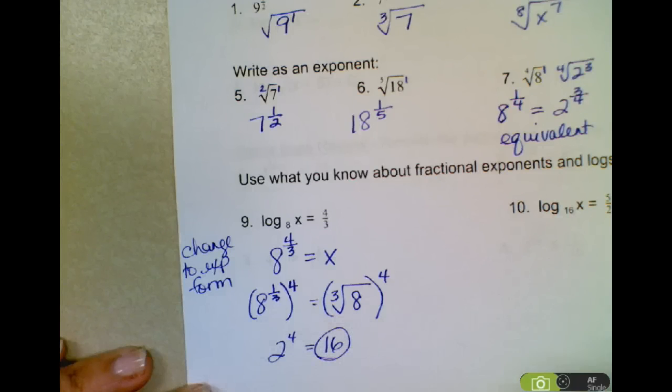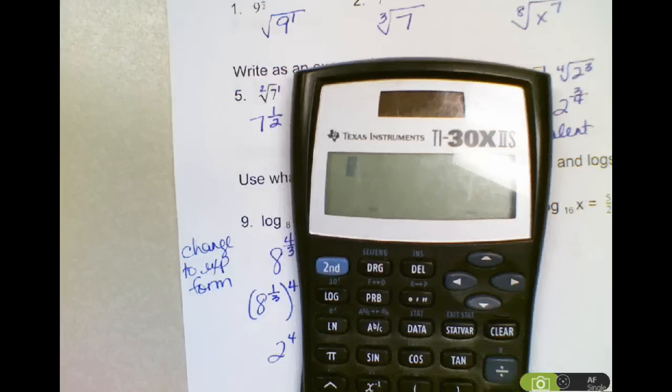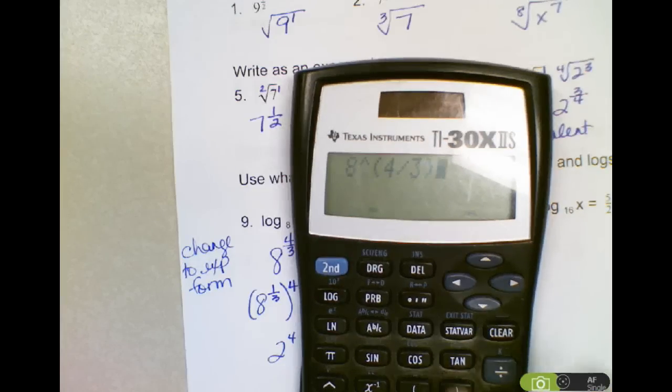I would get 16. You're thinking, Miss V, that sounds weird. I don't know if I could do that. Check it on your calculator. 8, y to the x, put in parentheses 4 divided by 3. Oh, and look what you get. You get 16. Okay?